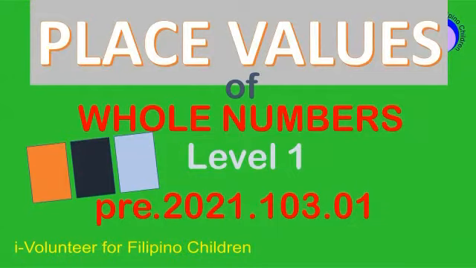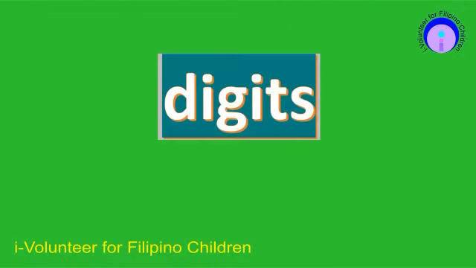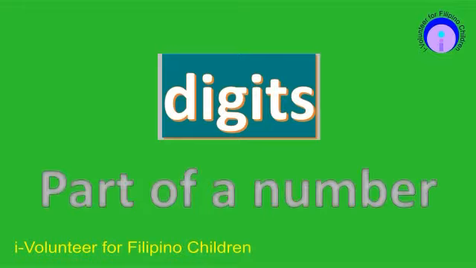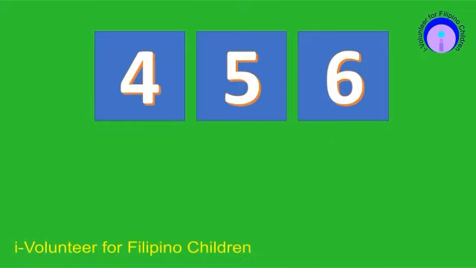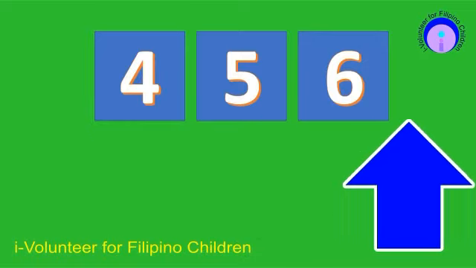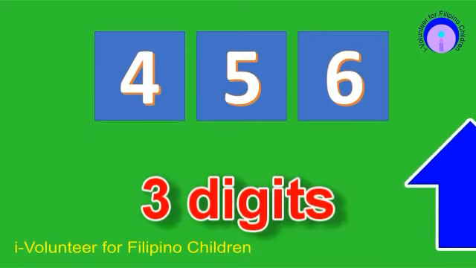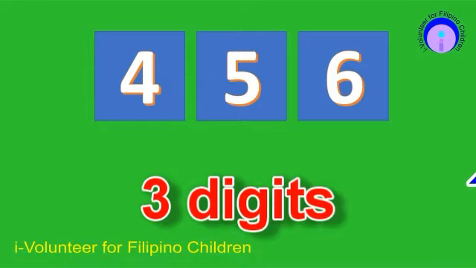Good day. What we are going to discuss is about place values. But first, we have to learn what a digit is. It tells you how many parts a number has. In this number, 456 tells you that it has 3 parts or 3 digits.